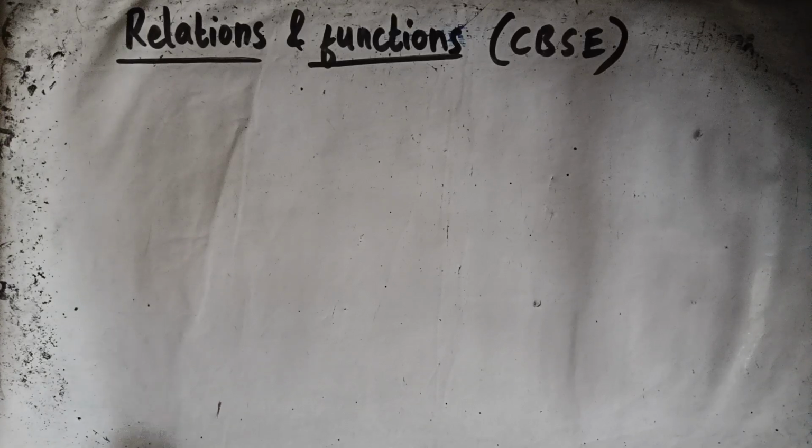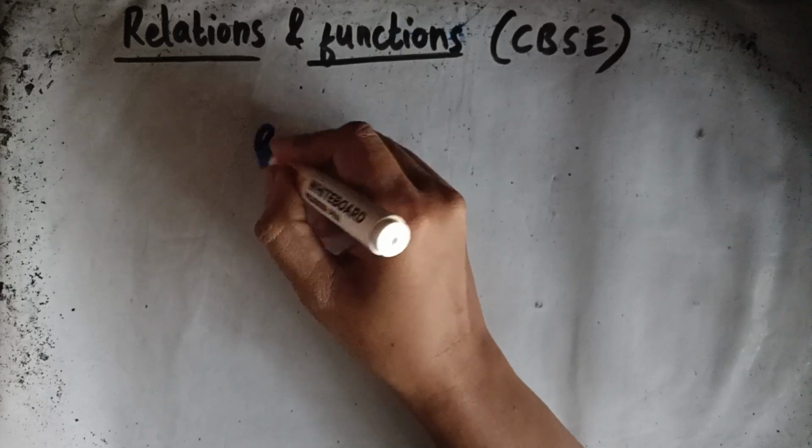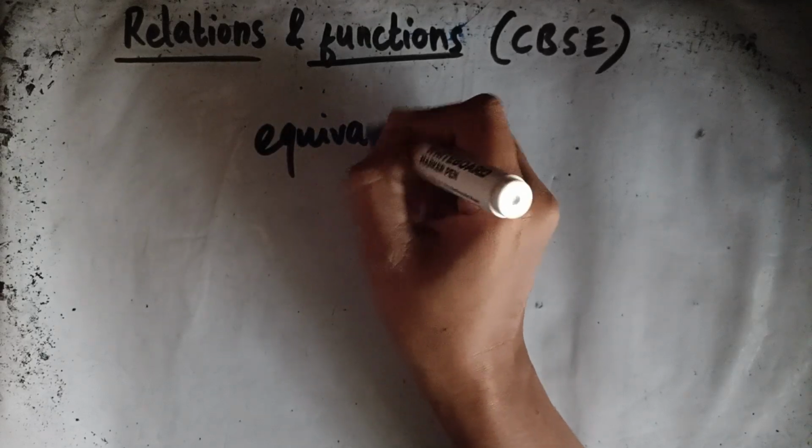Hello students. So today we are going to do some questions related to relations and functions. The questions which were there in the previous CBSE board papers are most likely questions. In relations and functions, most important is proving equivalence relation. Relation is defined and you have to prove it to be an equivalence relation.